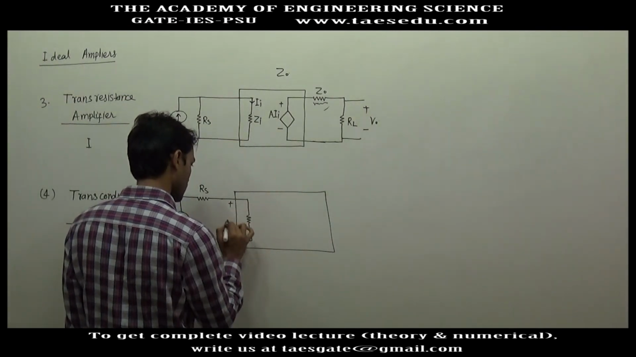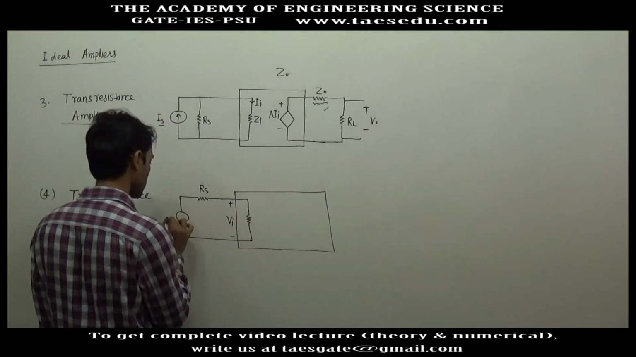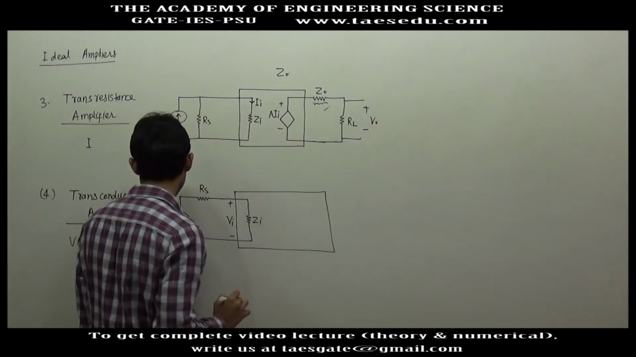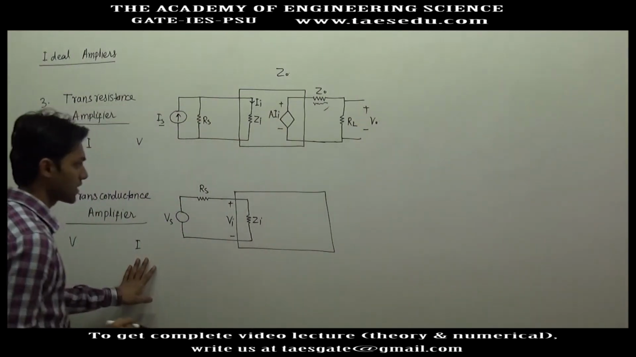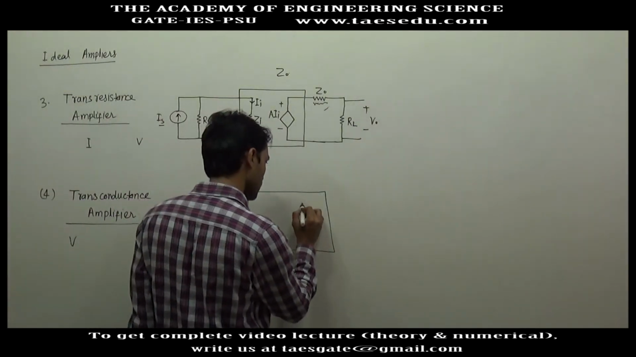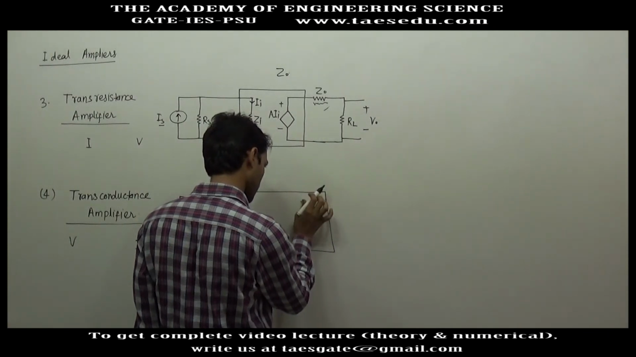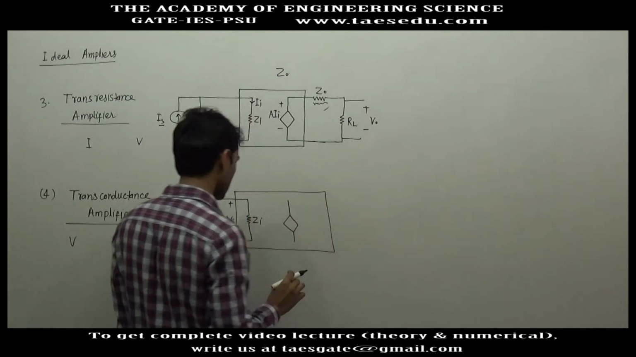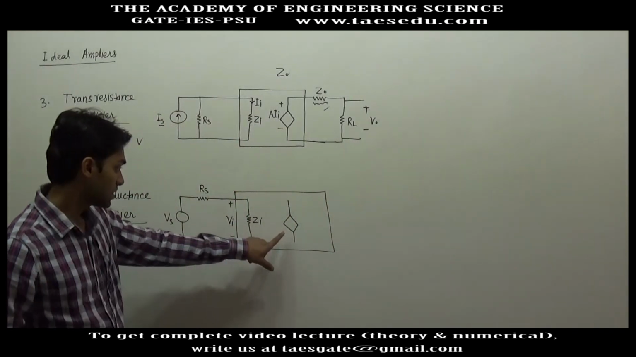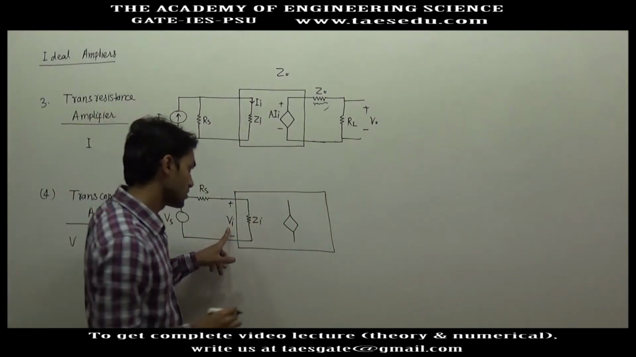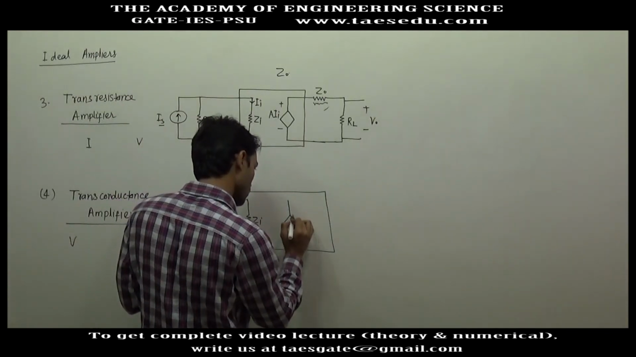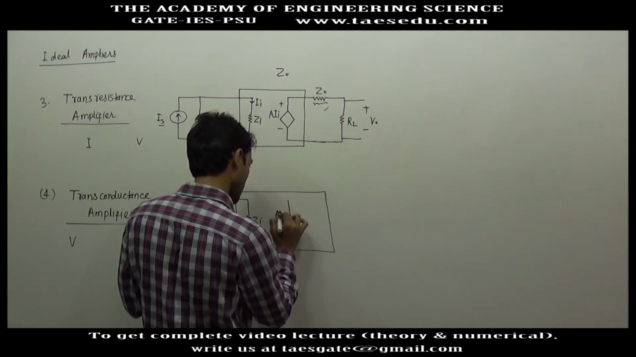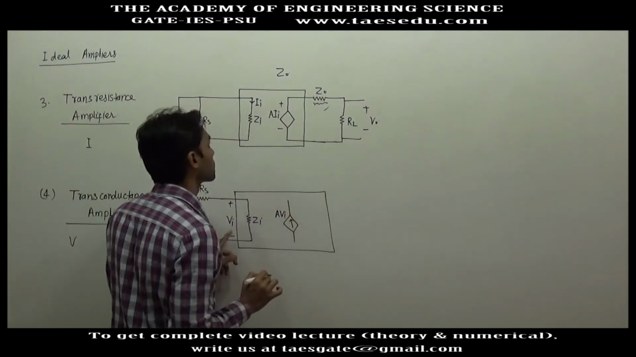This will be Vi, the input voltage to the amplifier, and this is Zi. The output has to be a current, so we will connect a current source here. And how will this current source be? Since it depends upon the voltage, this current source will be a voltage dependent current source. The amount of current will be A into Vi.